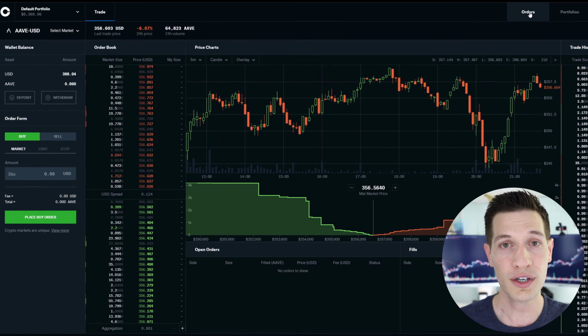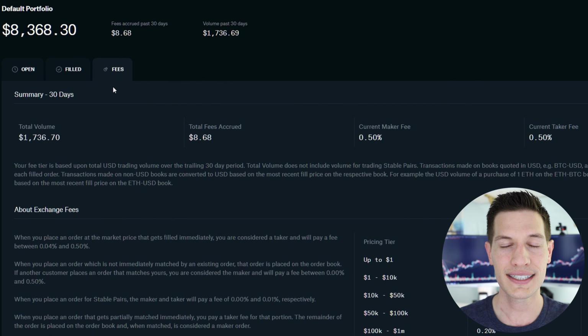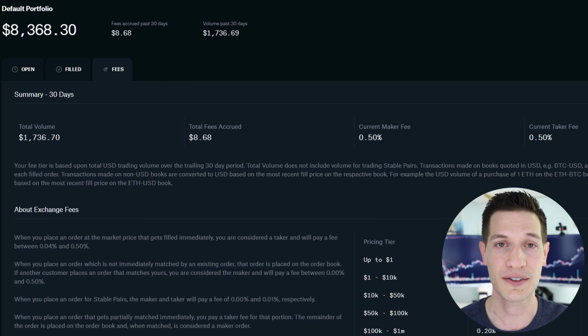Now it's super easy to check this on Coinbase Pro, and the other exchanges have this as well. You can simply go into orders, fees, and it shows you exactly how much you've traded over the past 30 days and what tier you fall in for both taker and maker. So you don't need to keep track of this. The system is keeping track of it for you.